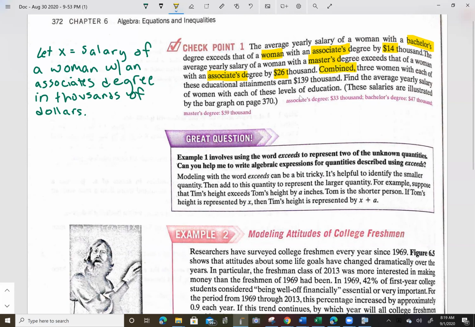We're going to add, combining all of their salaries. They earn $139,000. Well, that's a lot less than $214,000 from the men's, isn't it? And so find the average yearly salary of all 3 of these levels. So just go back through everything we just did using these new numbers.